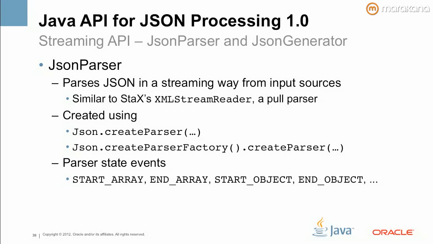So, actually, in JAXP, for example, there is a streaming API and a DOM API. So in the first version, what we're defining is a streaming API and a DOM API for JSON. Subsequently, we will have a JSON binding API, where on a Java object, you could specify annotation, and it will assume defaults and automatically bind that POJO to JSON or vice versa. But for now, it's only streaming and DOM API.